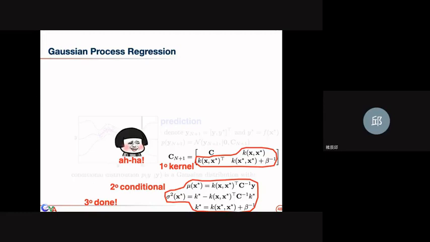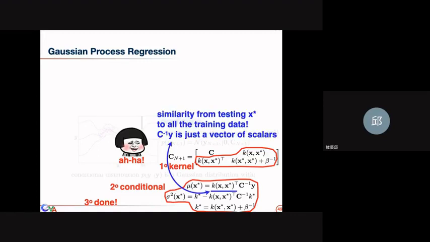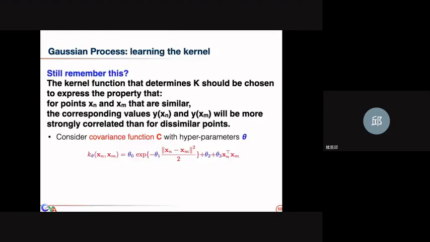I want to summarize a little bit: in Gaussian process regression, the most important thing is that you first find an appropriate kernel function that is able to satisfy your training data. Then at prediction time, you follow this procedure: first you compute the kernel between your testing data and your training data, and then you compute the conditional in order to get your prediction on your y star.